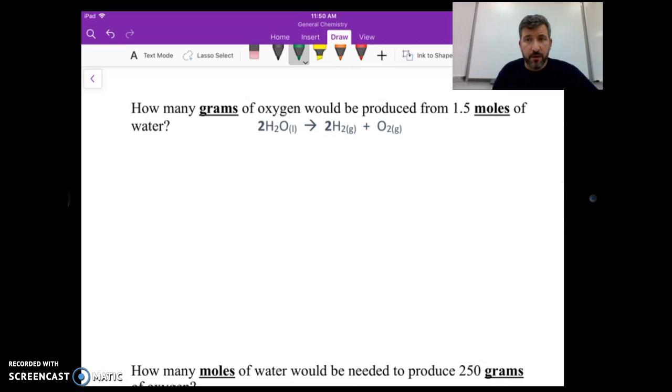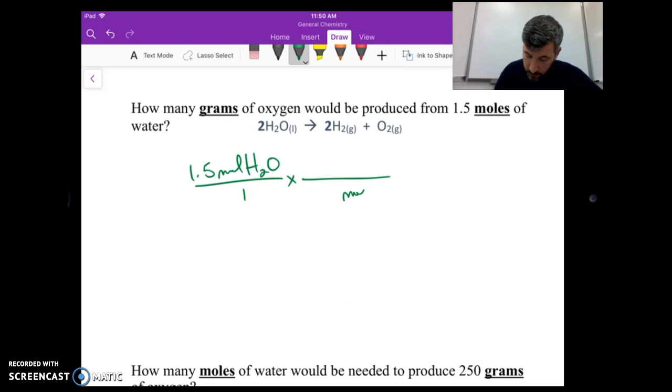This one's a little different because it involves grams, but it's going to start out the same way. So 1.5 moles of H2O. So again, we're going to try to get rid of moles of H2O. Now this problem is different because it's asking us for grams of oxygen. I'd like to be able to put grams of oxygen on top, but I can't really do that because there's no relationship between grams of oxygen and moles of water because they're 2 different substances.